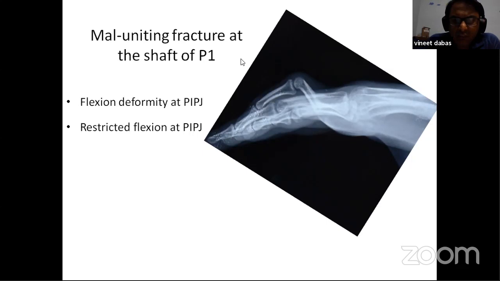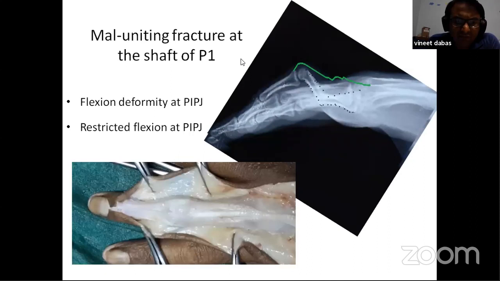The problem here is about 40 degrees of volar angulation at the proximal phalangeal level, and this is the ring finger of the patient. He's a young male about 2 months down from the injury. I've tried to mark the outline because it's a true lateral view. The outline of the proximal phalanx has been marked, and the green drawing is of the extensor tendon, which now is slack because of effective shortening of the length of the phalanx.